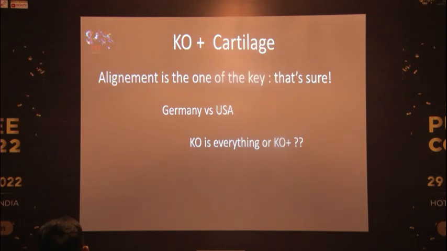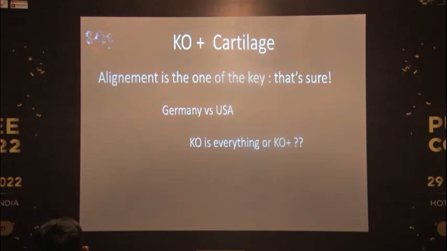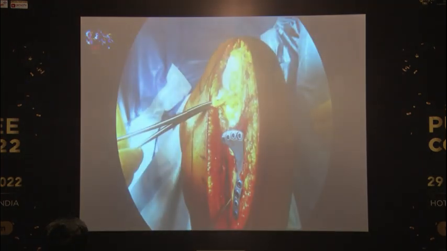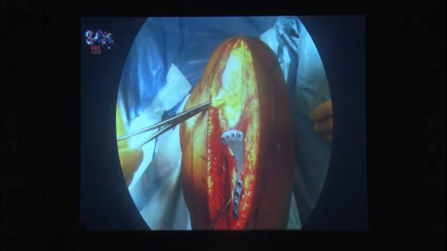Then comes the cartilage issue, and you have a big fight, let's say Germany versus USA. It's a classic fight, let's say, of the last century. The Germans will say that knee osteotomy does everything. You do the osteotomy, the cartilage will heal. And the American way is more or less, I'm doing the cartilage and I'm doing the additional osteotomy to protect it.